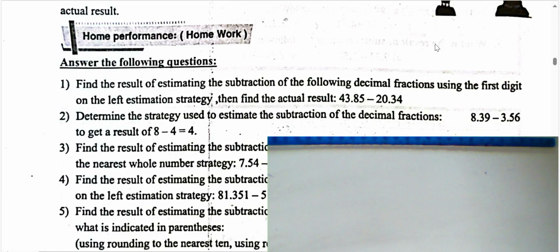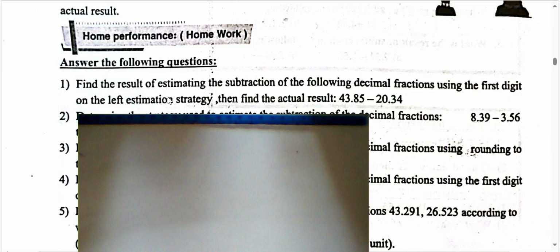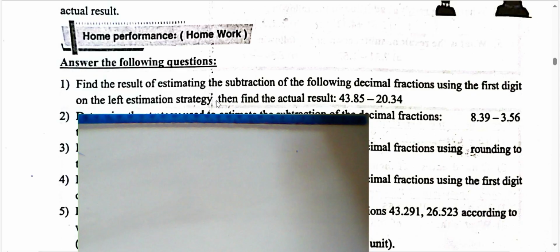Weekly Assessment number 4. Okay, start with home performance C. Question number 1. Find the result of estimating the subtraction of the following decimal fractions using the first digit on the left estimation strategy, then find the actual result.